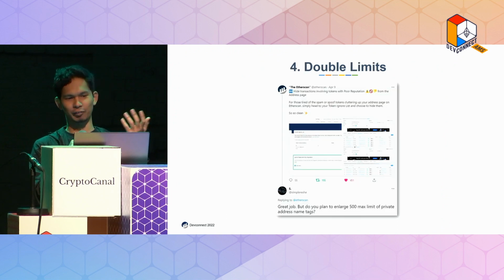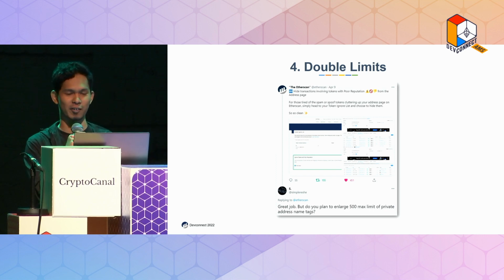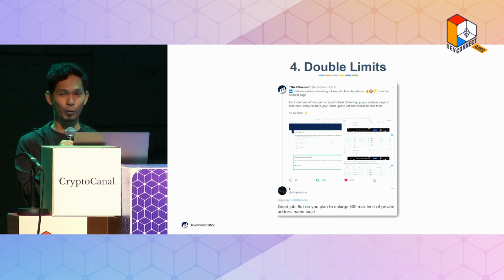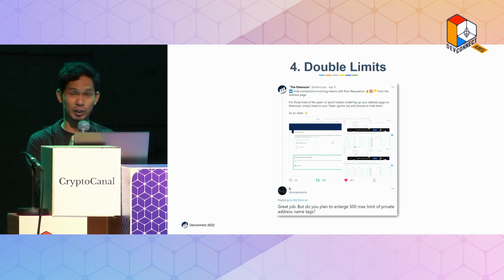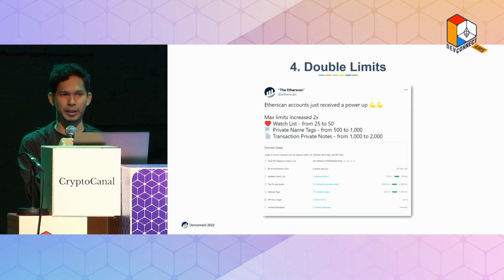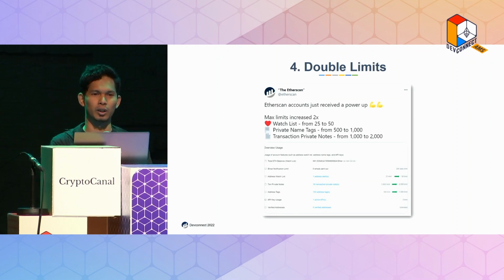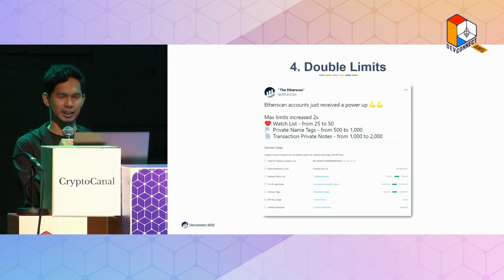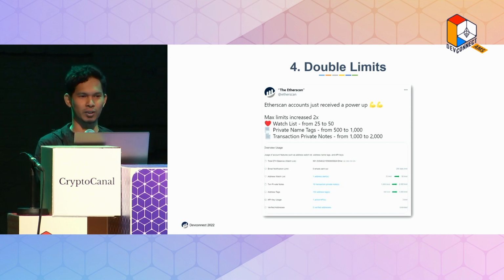And just after we posted that, people being people, Simple Resh replied, it's a great job, but do you plan to enlarge the 500 max limit of private name tags? What we've done is we've taken that feedback. So Simple Resh, if you're here, thank you for reaching out to us. And we've doubled the limits for your Etherscan accounts. So if anyone here uses the watch list, the private name tags, or the transaction private notes, we've doubled the limits for those. So you should be able to have a lot more bandwidth in the addresses that you personally want to follow and detect, and transactions that you want to keep an eye on.